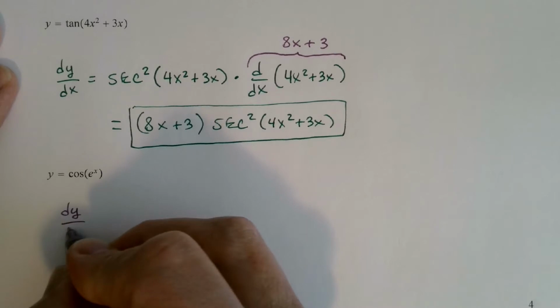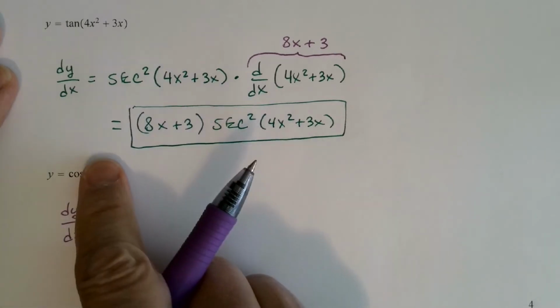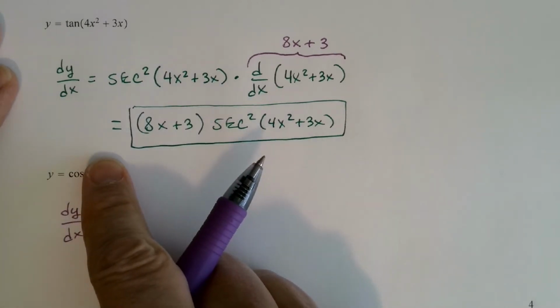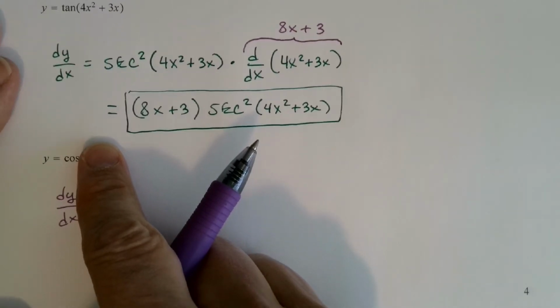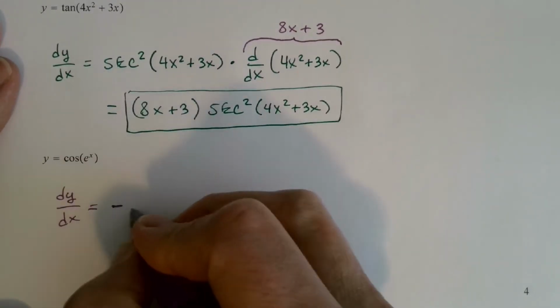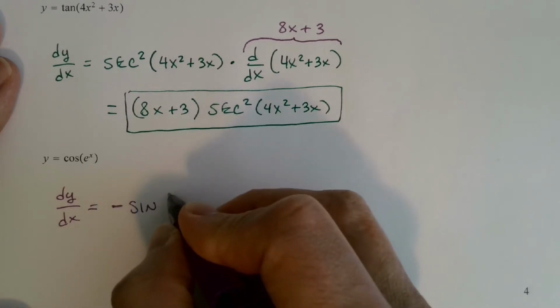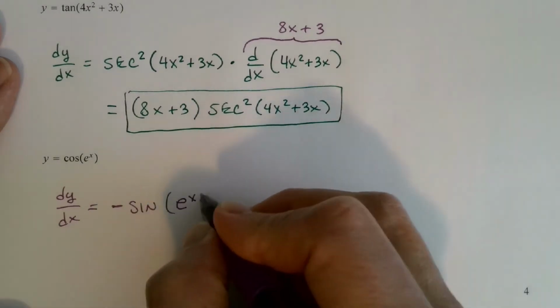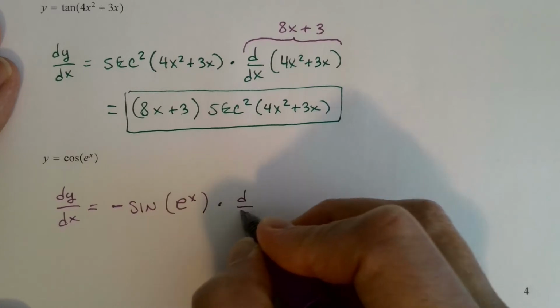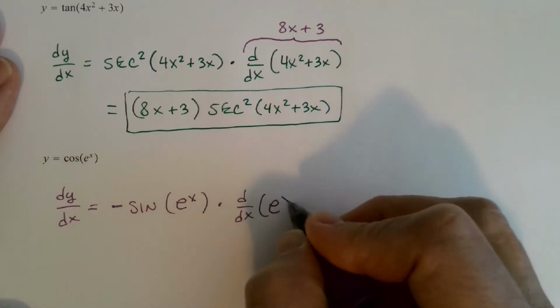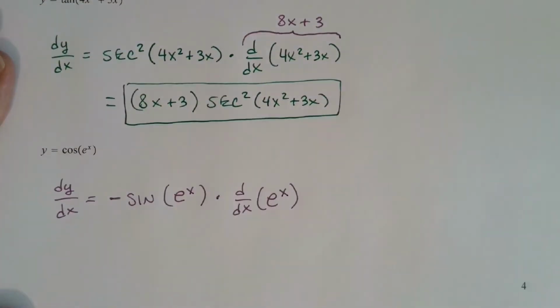So dy/dx. Derivative of the outer function. What's the derivative of cosine? Do you remember that from our last lecture set for the trig functions? Negative sine, right? Negative sine of u, times what? The derivative with respect to x of e to the x.